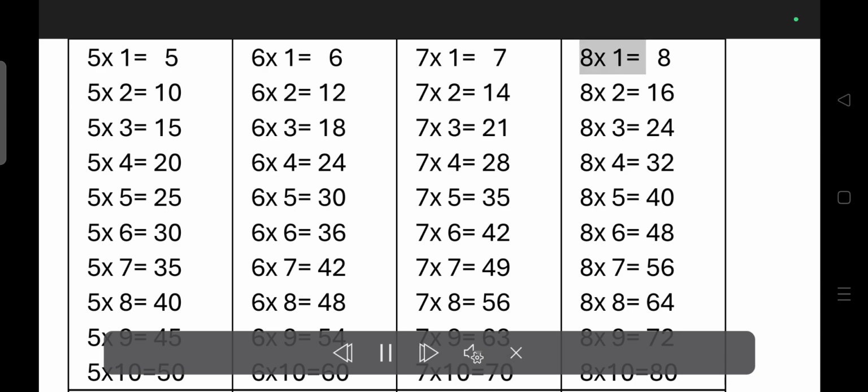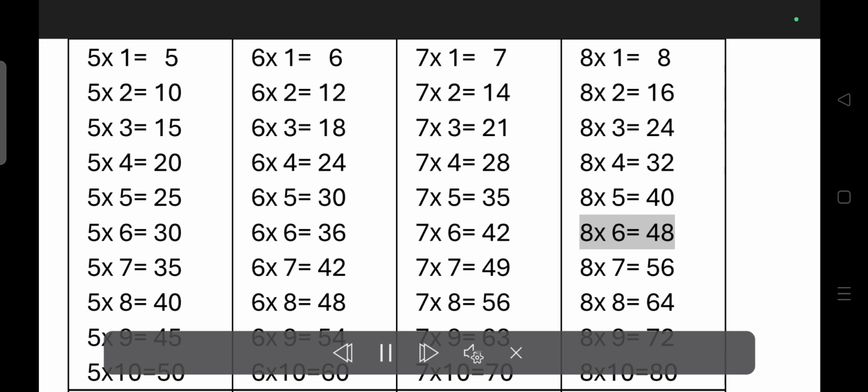8 times 1 is equal to 8. 8 times 2 is equal to 16. 8 times 3 is equal to 24. 8 times 4 is equal to 32. 8 times 5 is equal to 40.